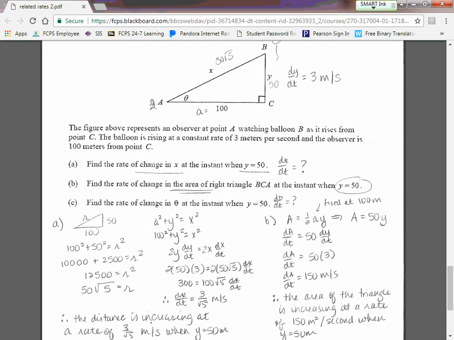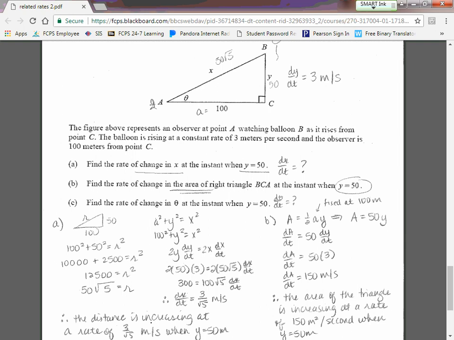Yes, Liz? How do you decide to plug in the 50 for the area equation before you get the derivative? Oh, be careful. We didn't plug in 50 before. We weren't plugging in 50 for y. Our base value was 100, and half of 100 was the 50. Yeah, that's what I meant. How do you decide that you plug that in?